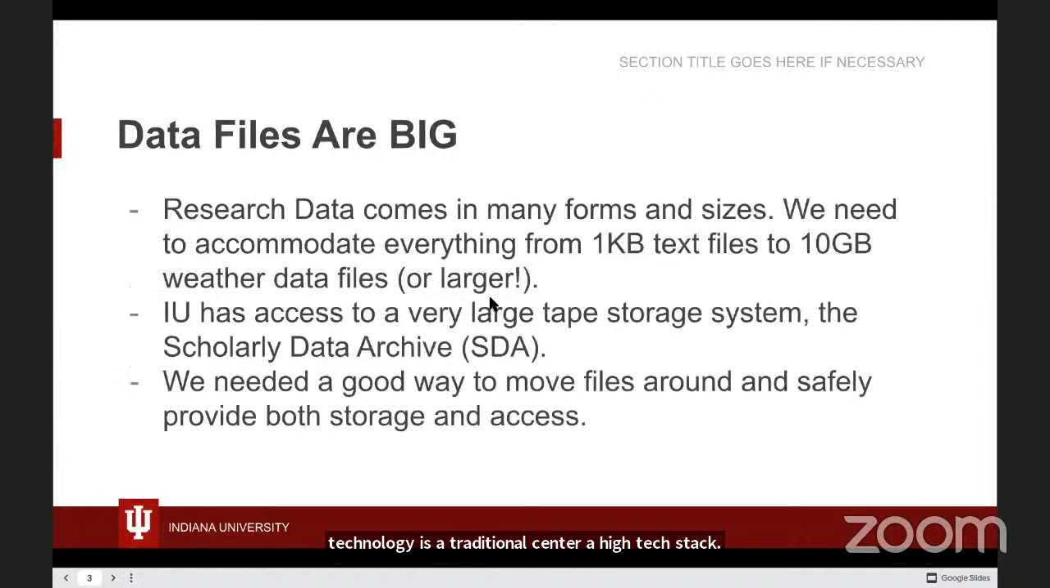Research data files can be literally anything that can be stored in zeros and ones, both very small and very large. This is, of course, problematic. IU has a large tape storage system for use, the Scholarly Data Archive, or SDA as we call it. This provides cheap, easy storage, but tape systems are notoriously slow. We were looking for a way to facilitate moving files around, both for depositors and end users.